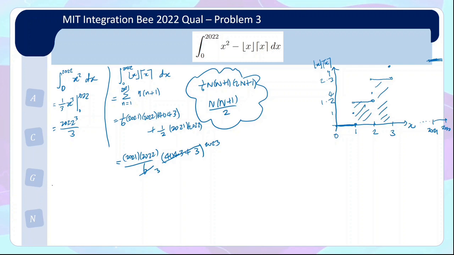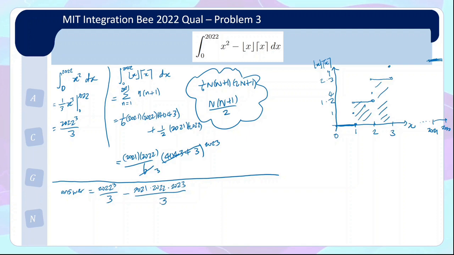But for now we have computed the two integrals, so let us put it together. The final answer is 2022 cubed over 3 minus 2021 times 2022 times 2023 over 3.